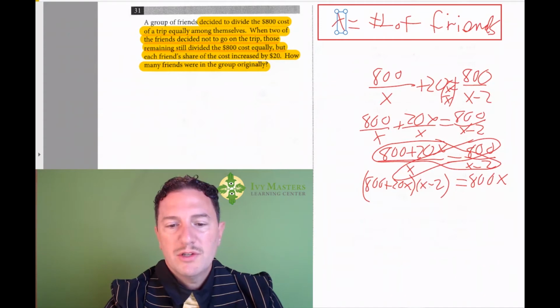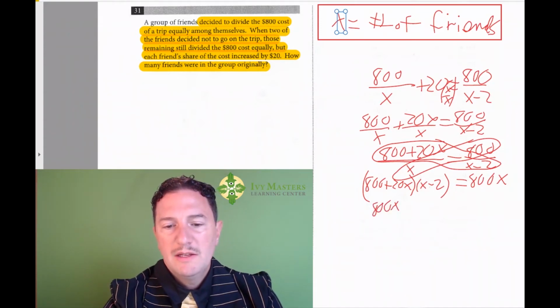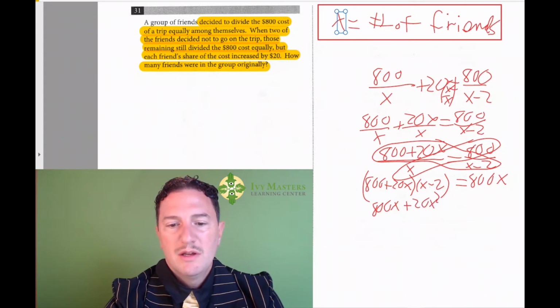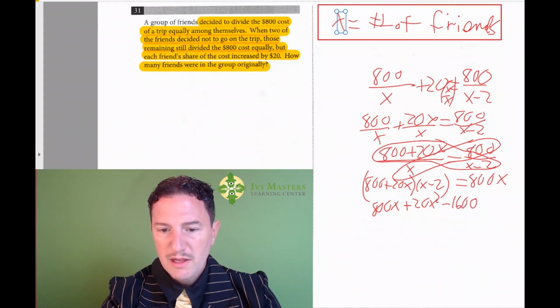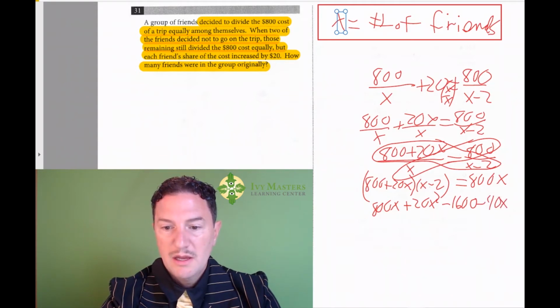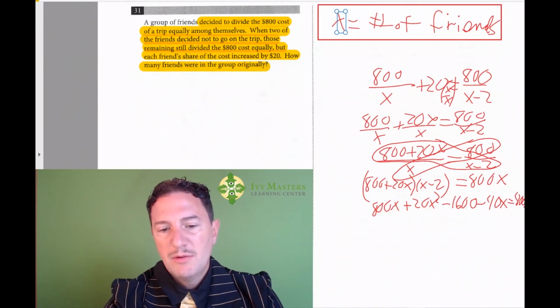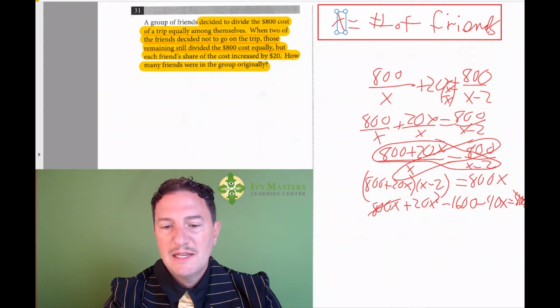When I do my first terms, what I get is 800X. When I do my insides, I get plus 20X squared. Do my outsides, minus 1600. And then do my last terms, I get minus 40X. And keep in mind that's set equal to 800X. And notice there's an 800X on both sides. If I subtract that 800X, it cancels.